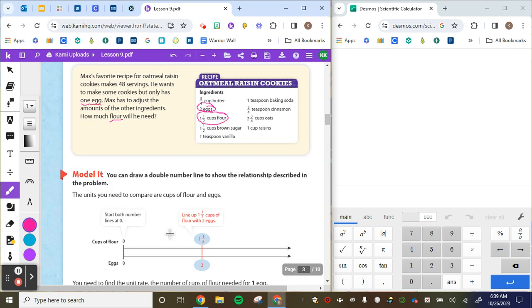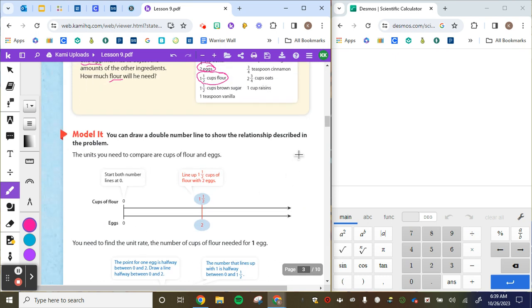One thing that you probably did in 6th grade, and hopefully you remember, is this double number line. When you make a double number line, you start at 0, and then you compare the two amounts. So for cups of flour on top and eggs on the bottom, we know from the recipe that 1.5 cups of flour goes with 2 eggs. But we need to know how much it is for 1 egg. So 1 is exactly halfway in between 0 and 2.